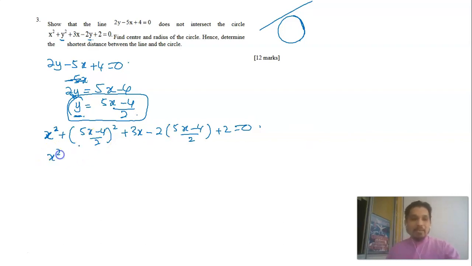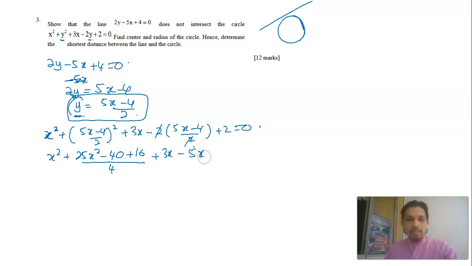Okay, so then x squared. Just now, for the circle, we had x and y. Now all the variables are x. So plus this one, 25x squared: 5x times 5x, 25x squared. 5 times 4 equal to 20, negative 40x, plus 16, and divided by 2 squared equal to 4, plus 3x, okay?